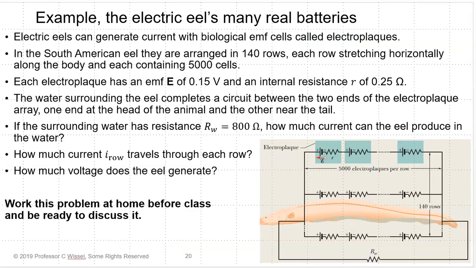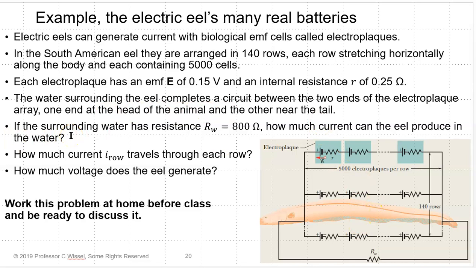The electric eel actually is a really fantastic animal. They can generate current with biological EMF cells called electroplaques. In the South American eel, they are arranged in 140 rows, each row stretching horizontally along the body and each containing 5,000 of these electroplaques. Each electroplaque has an EMF of 0.15 volts and an internal resistance of 0.25 ohms. The water surrounding the eel completes the circuit between the two ends of the electroplaque array, one at the head of the animal and the other near the tail.